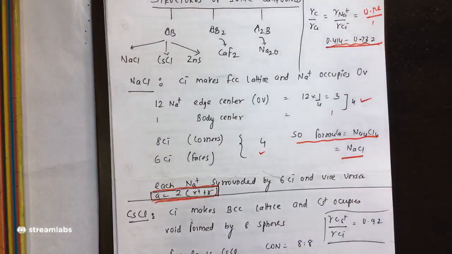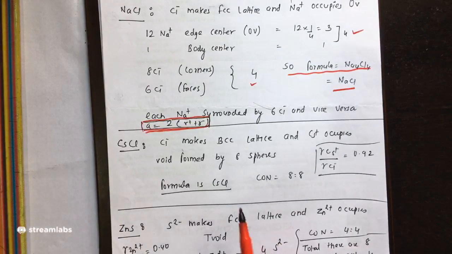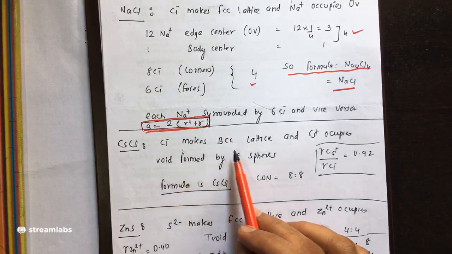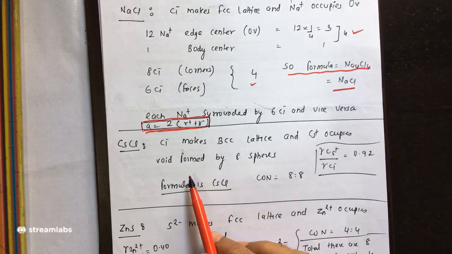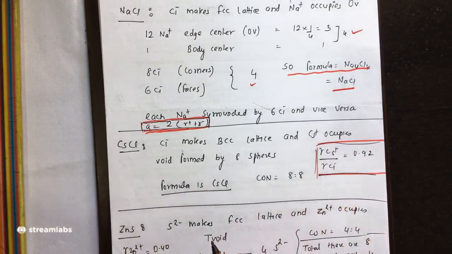Next we come on to the arrangement which I am showing you, nothing but of cesium chloride. Again you need to find out the radius ratio. Chloride ion makes the BCC lattice and cesium ion occupies a void, because radius ratio here comes out to be 0.92. So chloride ion makes the BCC lattice, and cesium ion occupies a void formed by 8 spheres. So formula is nothing but cesium chloride, and coordination number will be nothing but 8:8. 8:8 is the coordination number ratio.